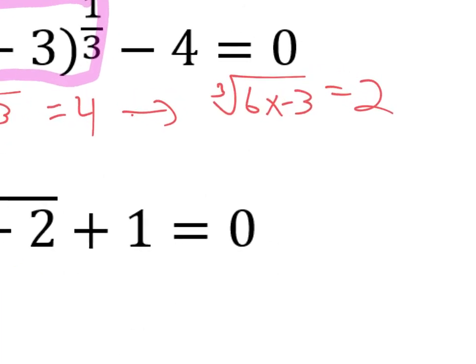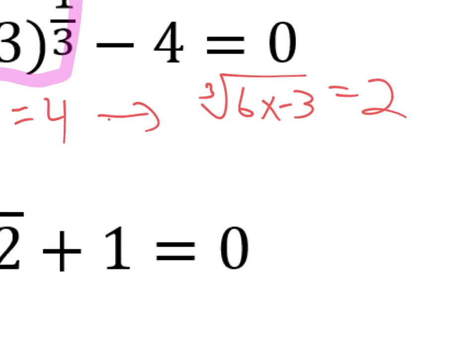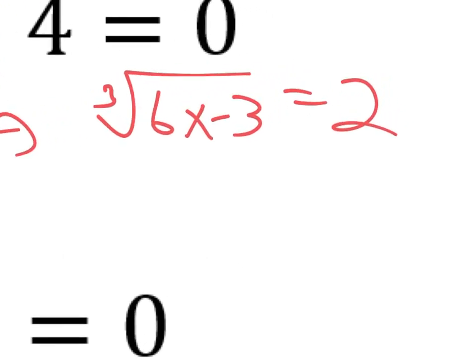So now here's where I get to raise each side to a certain power. And to get rid of a third root, that power is going to be 3. Normally to get rid of a square root, right, we squared each side. Well, to get rid of a third root, you raise each side to the third power. So on the left, I just have 6x minus 3. On the right, I have 2 to the third power, which is 8.